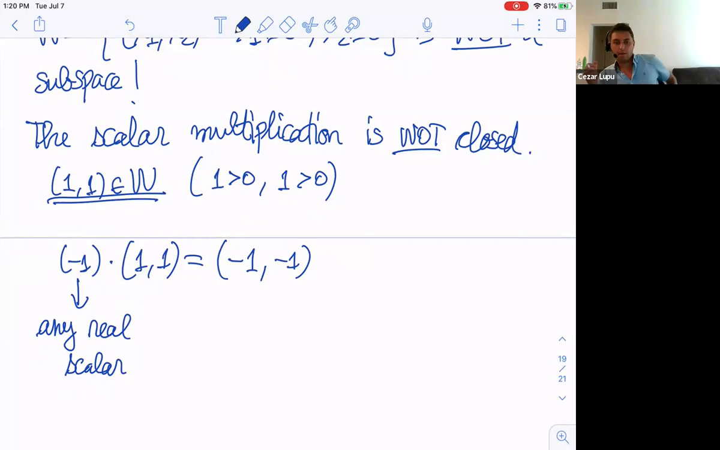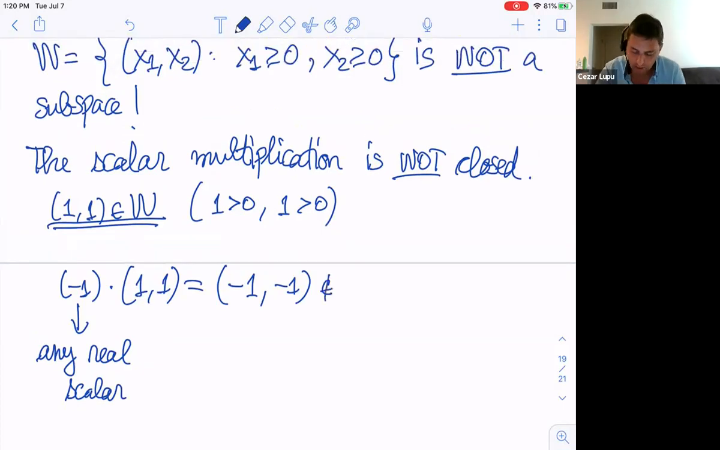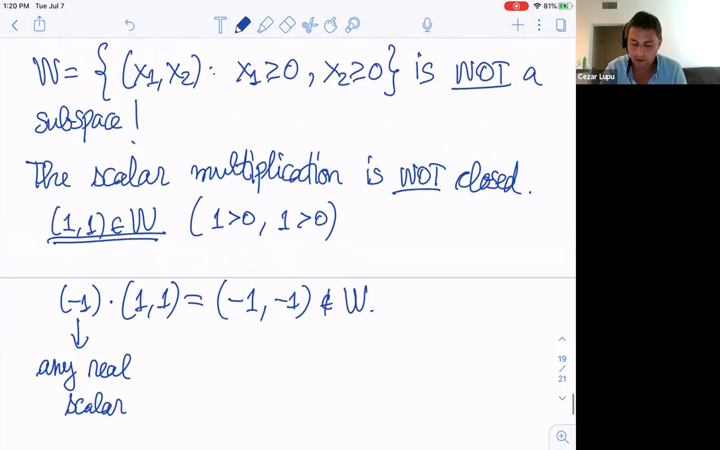And all right, so when we multiply with this real scalar -1, I'll have (-1, -1). But this doesn't belong to W because look how W was defined. The components must be non-negative. Well, here we go, it's not. All right, I think I'm going to stop here. I dwelled too much on this, and I think I lost some time.